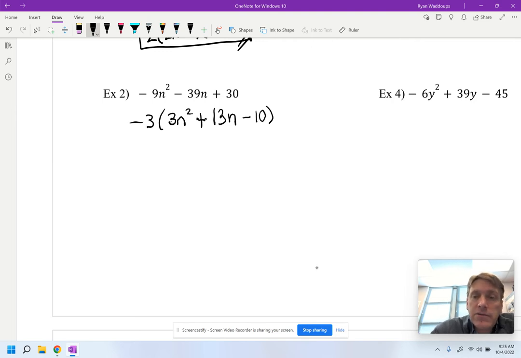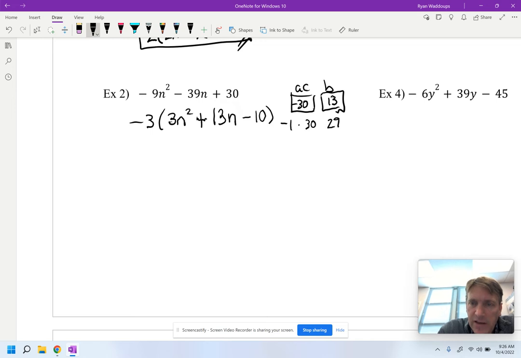And then my values of AC are 3 times negative 10, or negative 30. And B, my middle term, the coefficient is 13. And so I say 1 times 30 is 30, but I want it to be negative, and I want the value of B to be positive, so I'm going to put the positive on the 30 and negative on 1. So negative 1 times a positive 30 is negative 30. Negative 1 plus 30 is 29. And that's not it, but we've got the signs in the right place.